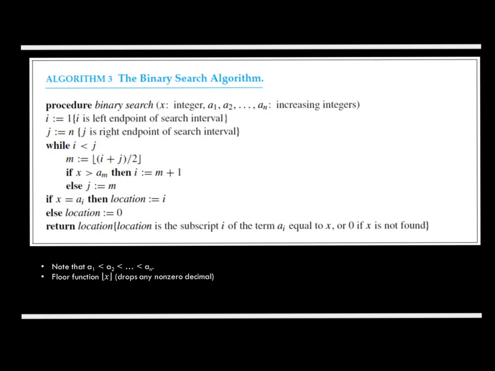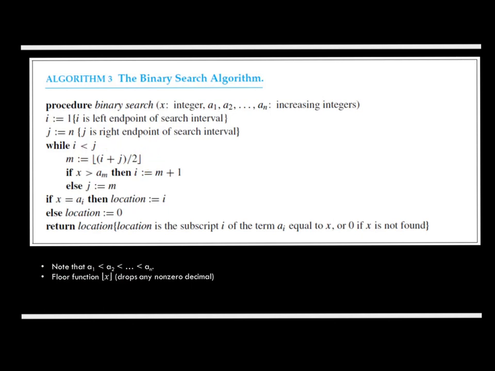Here's a more efficient search algorithm than going through each thing step by step by step, and it's called the binary search algorithm. And let's talk about it briefly. Before I do, look down here at the bottom at these two bullet points. It says, note that A1 is less than A2, ... is less than AN. That's saying that this list of integers that you input, they're all increasing. That means the first one is smaller, and the second one is smaller, and the third one is smaller than the last one. And finally, I want you to look at this right here.